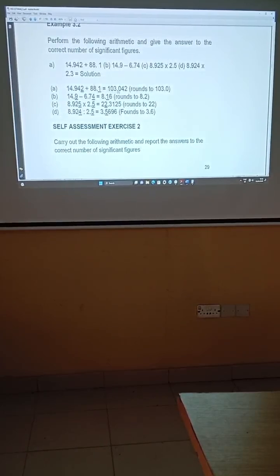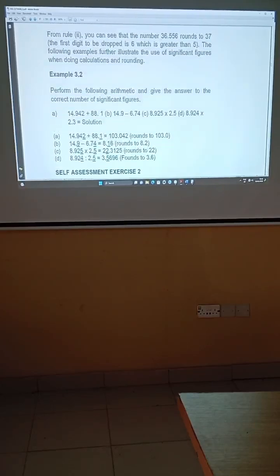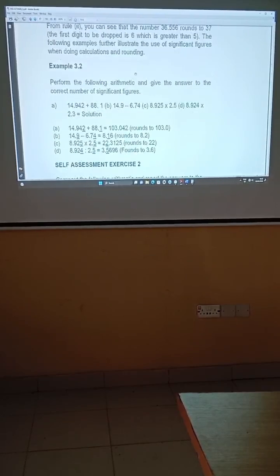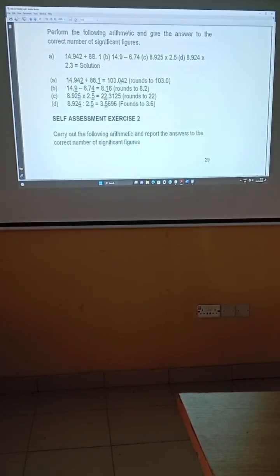So 103.042 rounds to 103.0. Why did we end at 0 or at 0.0 here? Because take a look at the preceding number, which is 4. Before the 0, the preceding number is 4. 4 is not up to 5. And from rule 1, we say that if the first digit to be dropped, which is 4, is less than 5, leave the preceding digit as it is.